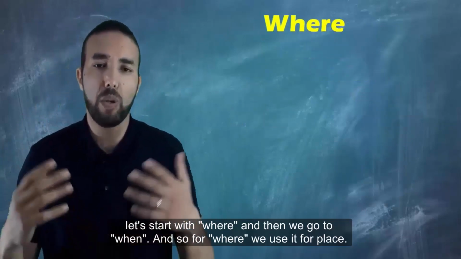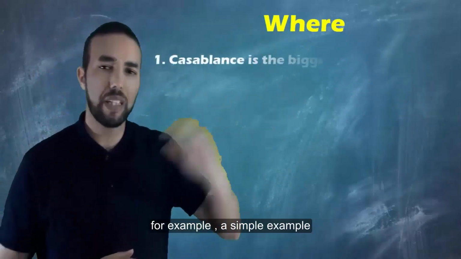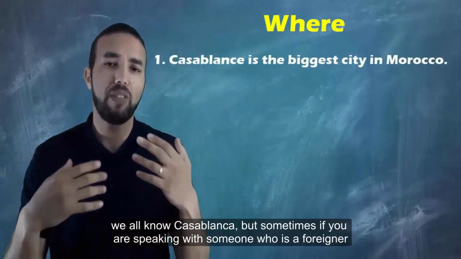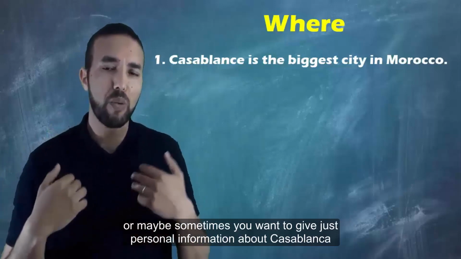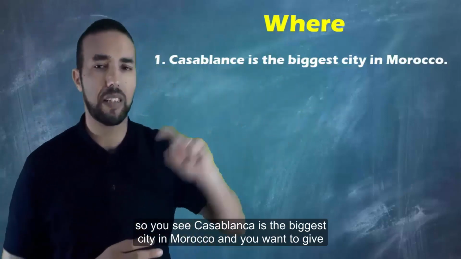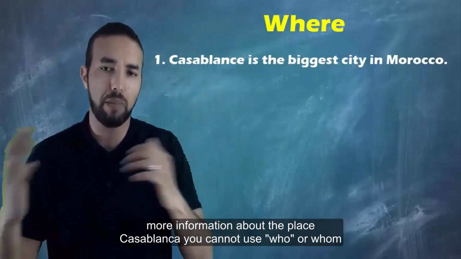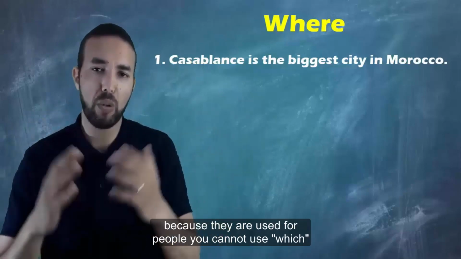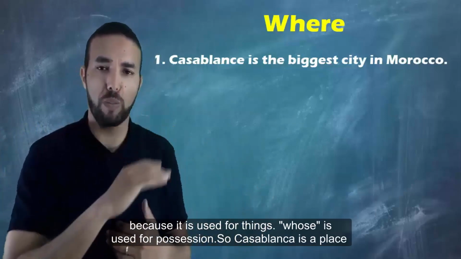So for where, we use it for place. Let's say, for example, a simple example, Casablanca is the biggest city in Morocco. We all know Casablanca, but sometimes if you are speaking with someone who is a foreigner, or maybe you want to give just personal information about Casablanca. You want to give more information about the place Casablanca. You cannot use who or whom because they are used for people. You cannot use which because it is used for things. Whose is used for possession.